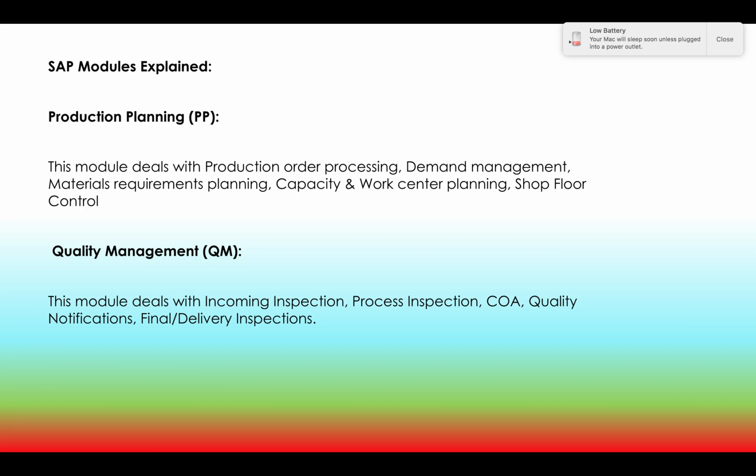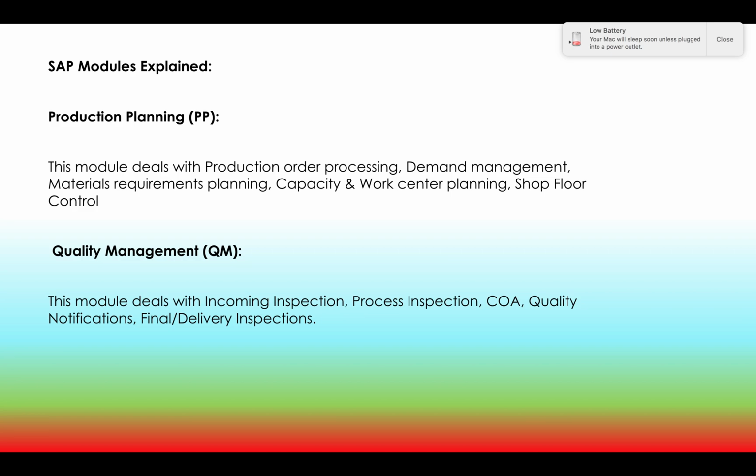Capacity and work center planning. So how much capacity we have, how to utilize capacity in a perfect way to produce a product. Work center is nothing but the location or the materials used for producing a product. Shop floor control, these components come under production planning.